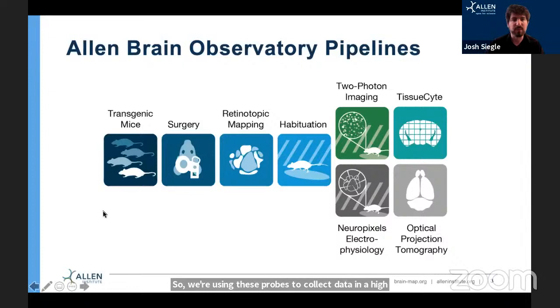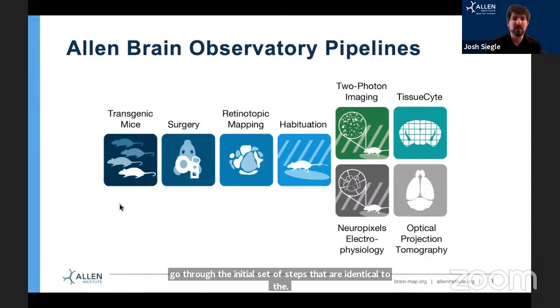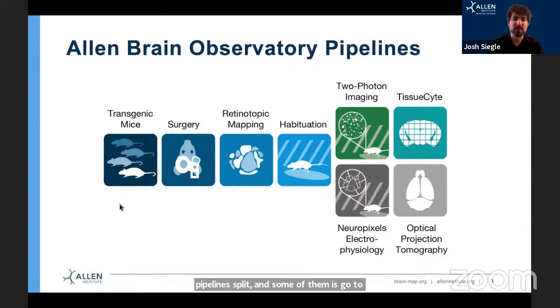Basically the mice go through an initial set of steps that are identical to the steps in the two-photon Brain Observatory, but after the habituation step, the pipeline splits, and some of the mice go to electrophysiology. In this case, we're interested in many of the same questions that the two-photon imaging pipeline was designed to address. So we want to know how information is represented throughout the mouse visual system.